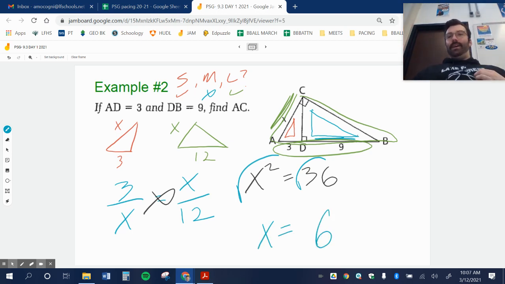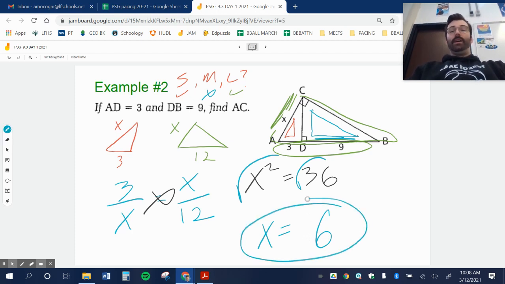Now, I should have asked this on the last question. Do I include the plus or minus here? Since x represents a side length, x is CA, I don't include plus or minus. I just want the positive answer. I cannot have a negative side length, so x is just 6.